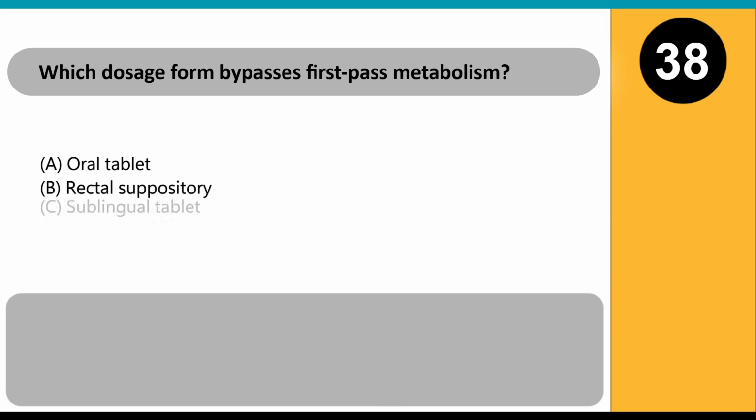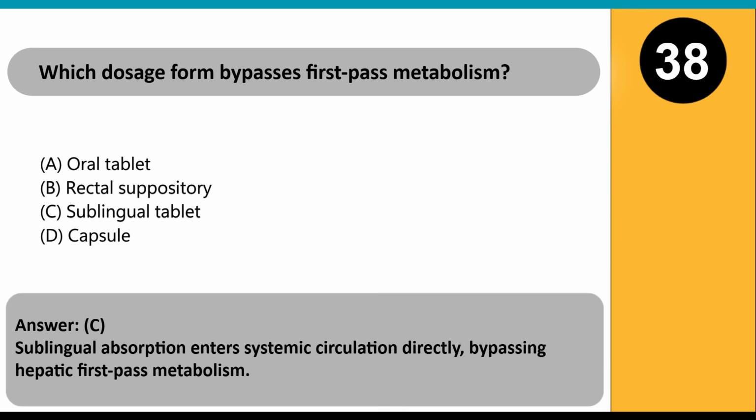Which dosage form bypasses first-pass metabolism? A. Oral tablet. B. Rectal suppository. C. Sublingual tablet. D. Capsule. Answer, C. Sublingual absorption enters systemic circulation directly, bypassing hepatic first-pass metabolism.